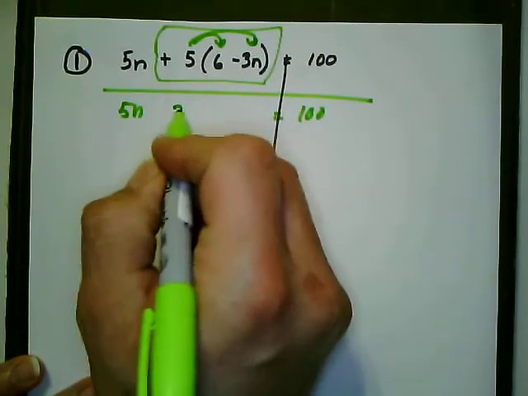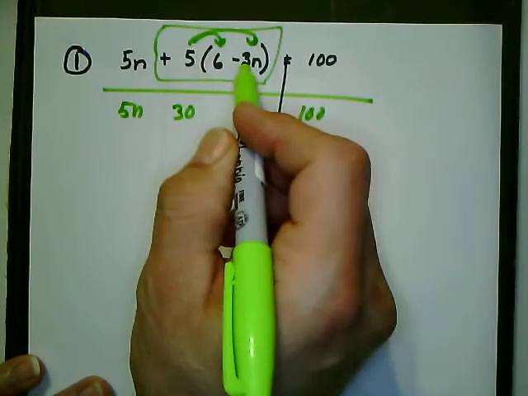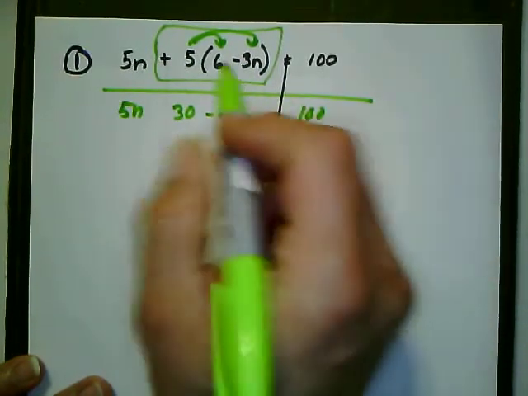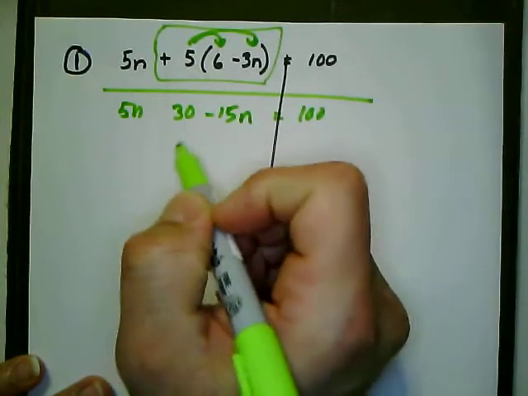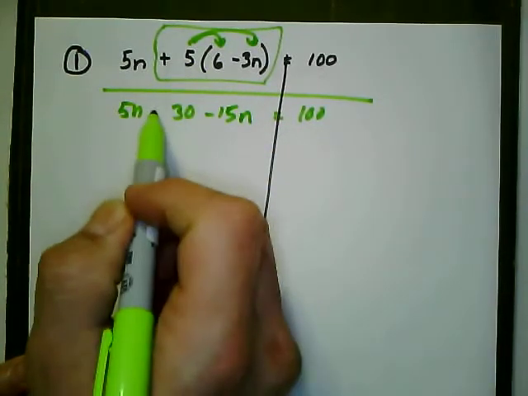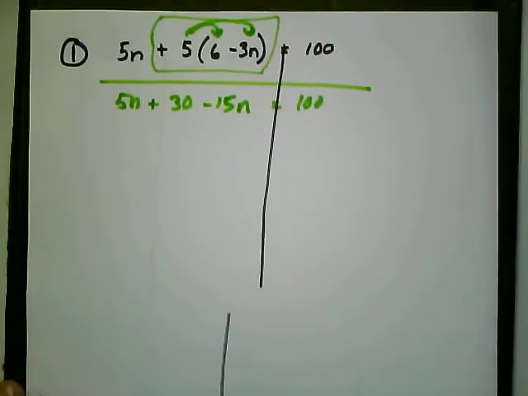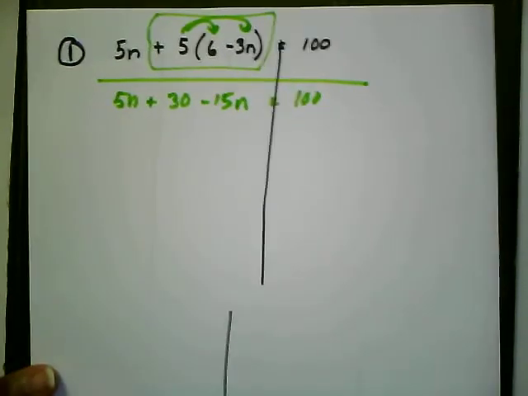So 5 times 6 is 30. 5 times negative 3 is negative 15, and they have an n. Whereas the 5 and the 6, there was no n with them. I do, however, since 30 is positive, want to put a plus there. So now we're going to go to combine like terms.